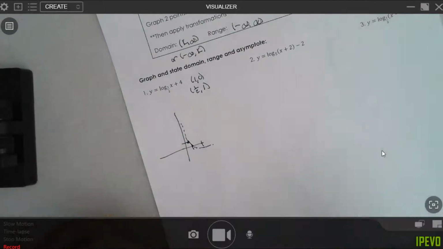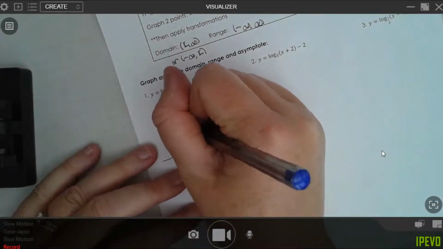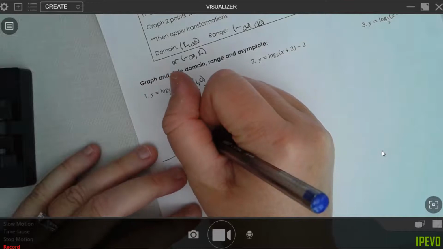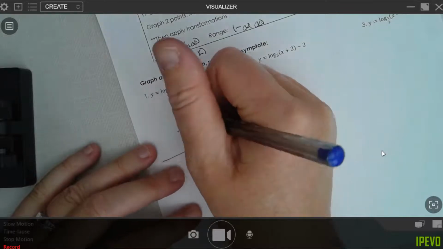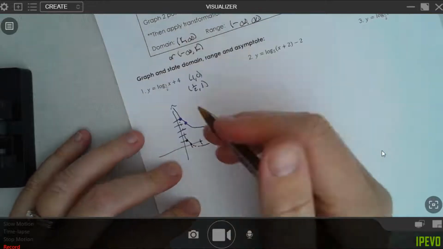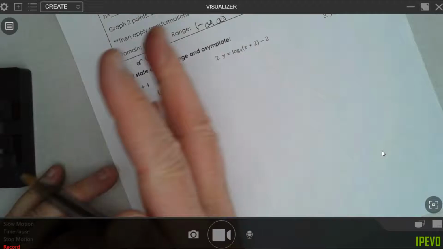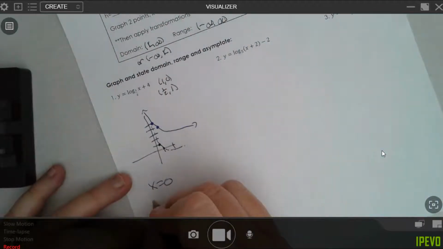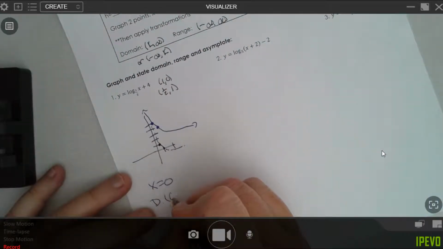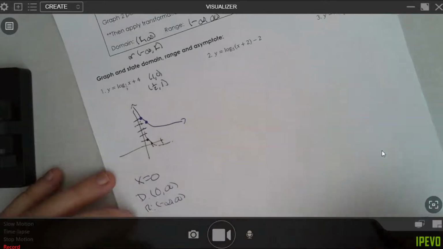Let me get my little blue pen. 1, 2, 3, 4. So my graph looks like this. It will continue to go down forever and ever. My asymptote is still at 0 because we did not move it left and right at all. And then my domain is 0 to infinity, and your range is now negative infinity to infinity.